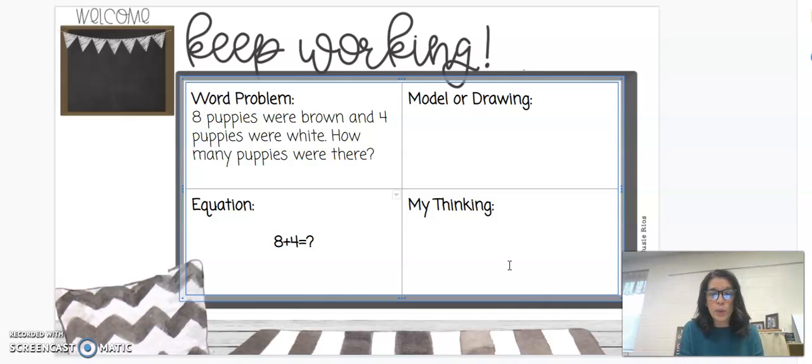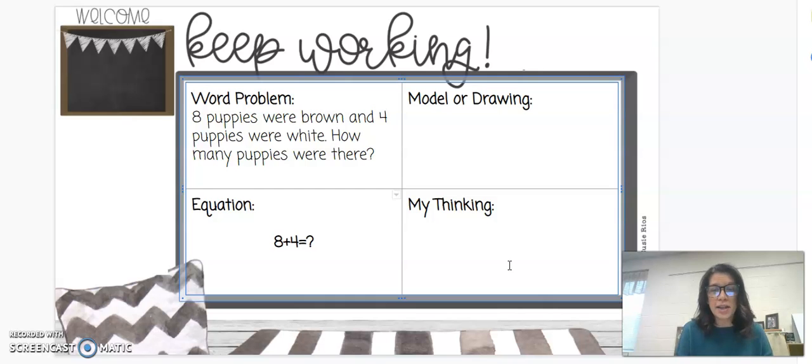So today we're going to model together how to use our graphic organizer and how to share our thinking to solve this word problem. As I read it, I want you to think about what do you know at the beginning, what do you know in the middle, and what do you know at the end? It says, 8 puppies were brown and 4 puppies were white. How many puppies were there?